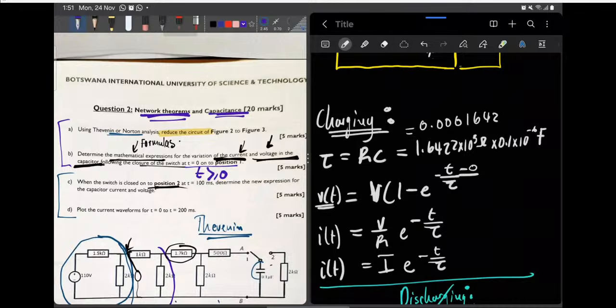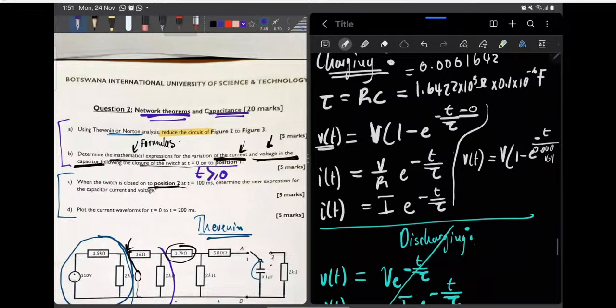We can now just start to put anything which we need. These are just expressions. So you're just writing now that V as a function of time is going to be V multiplying 1 minus e to the power of negative t over 0.0001642. You can put those things and leave it like that. So that'll be now your 3 over your whatever.